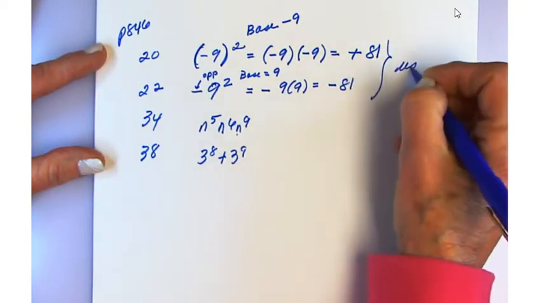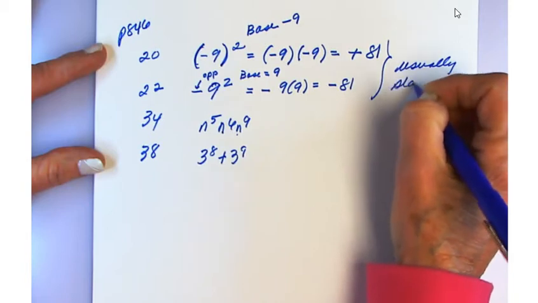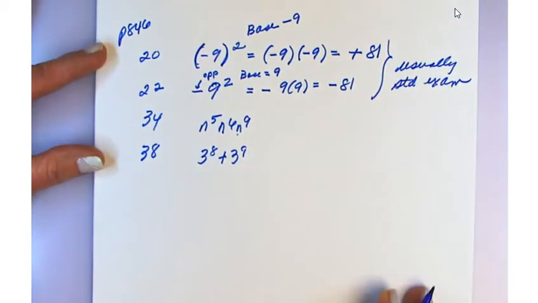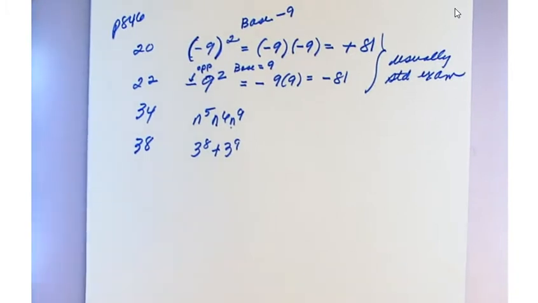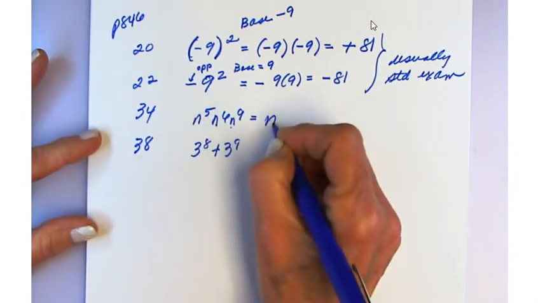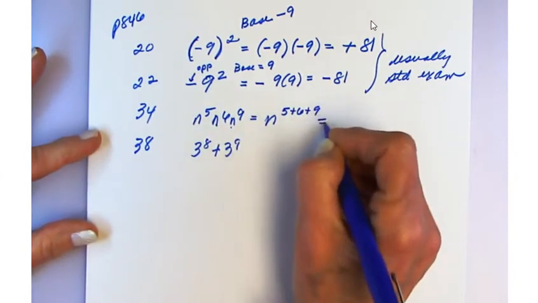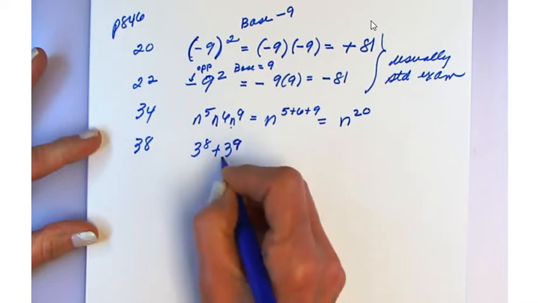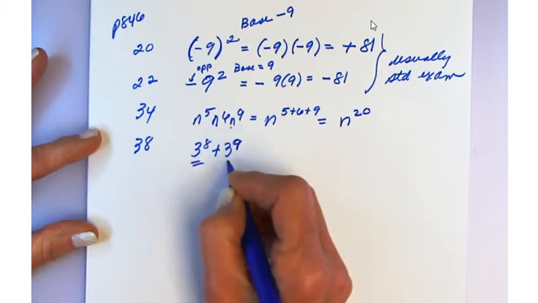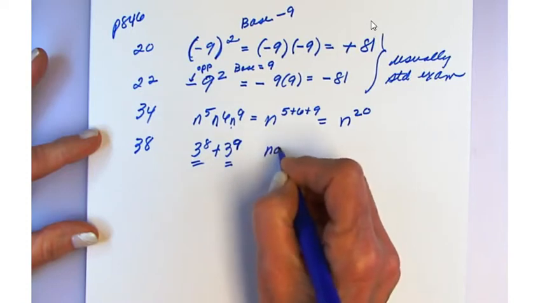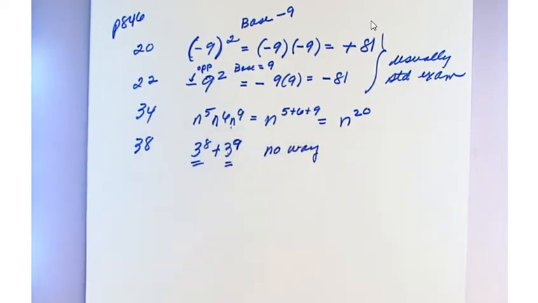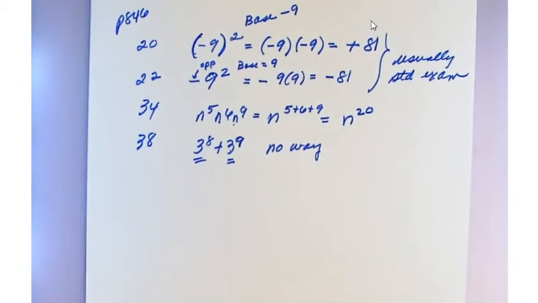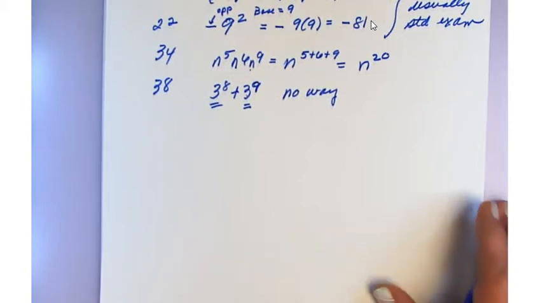Usually these are on a standardized exam. Okay? Usually they show up because it's important to know what's being said here. This is just normal. 5 plus 6 plus 9, 11 plus 9 is n to the 20. Look here. I have the same base. I have a 3 and a 3, but we have no way of adding numbers with exponents. We can multiply them, we can divide them. We cannot add them like that.